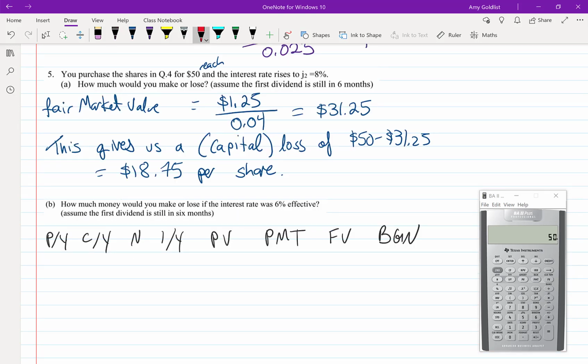How much money would you make or lose if the interest rate was now 6% effective? And we're just still going to assume the first dividend is in 6 months. That makes this an ordinary perpetuity, but it's no longer going to be simple because we get payments twice a year, but we compound once a year. So now this is going to be a general perpetuity.